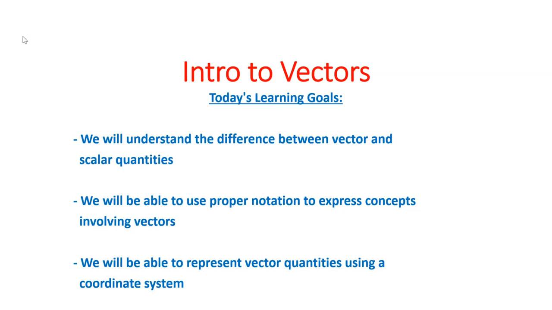We'll understand the difference between a vector and a scalar quantity. All right, related but not the same. We're going to be able to use the proper notation to express concepts involving vectors. And we're going to be able to represent vector quantities using a coordinate system.